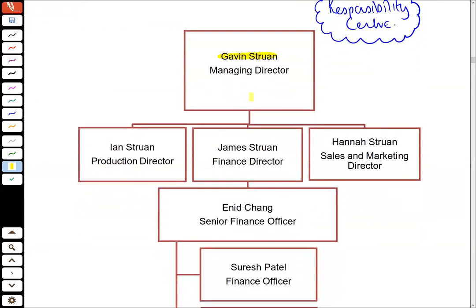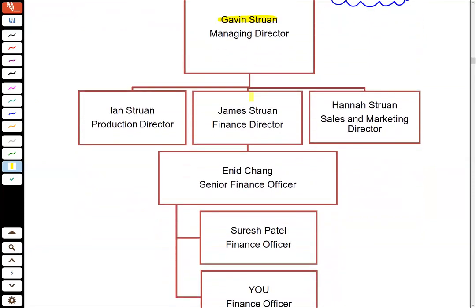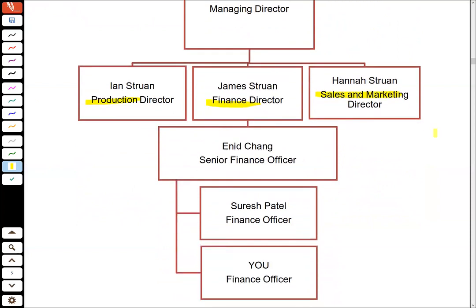who is the managing director, and then we've got Ian, James and Hannah being production, finance, sales and marketing, and then we've got Enid, who is the senior finance officer, then Suresh, who is the finance officer, and so we know how we feed up. So in terms of our information filtering up to the board, we can see where that's got to go. Clearly Hannah will have her sales team below her, and Ian will have his production team below him, and it's interesting to see exactly how they're split out.